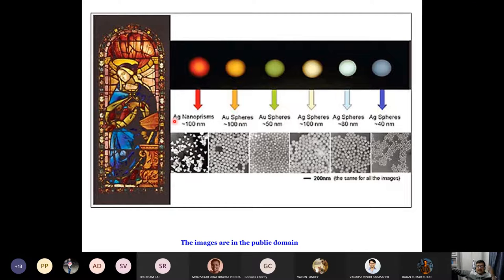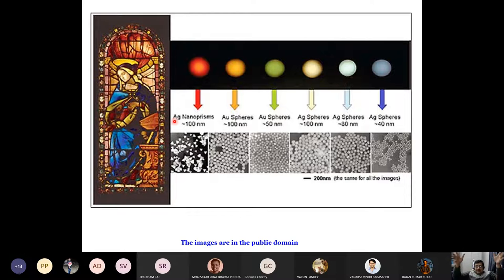So how are stained glasses made? These are glass sheets that are created. When you are creating the sheet, initially you melt the glass. Now when you melt the glass, you add a salt, either silver chloride or gold chloride, into it. And while you solidify, you also add sodium borohydride to reduce the Au3+ or Ag+ to Ag0 or Au0 in situ.